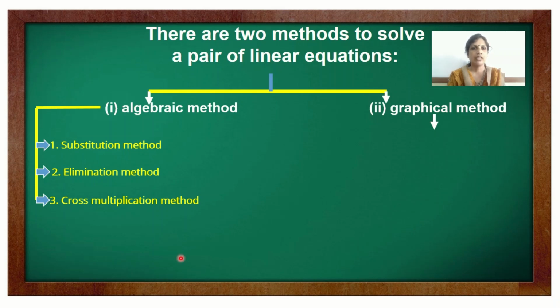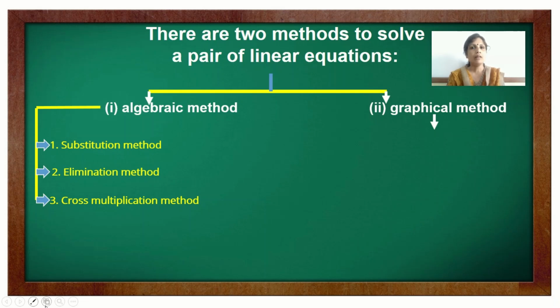Now out of the 3, cross multiplication method is not there for us for this particular year. CBSE board has deleted this particular method from the syllabus. So we will be learning only about substitution method and elimination method. These two methods we have already learned in standard 9th. So this year we can expect more difficulty level in solving the sums.